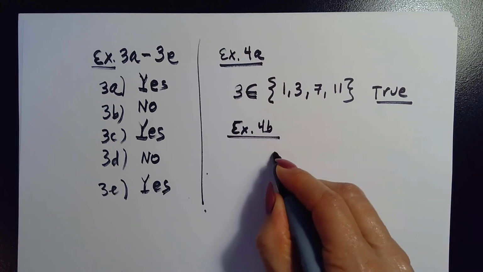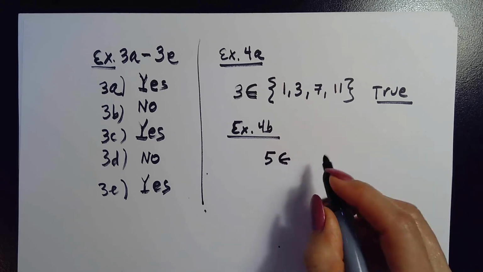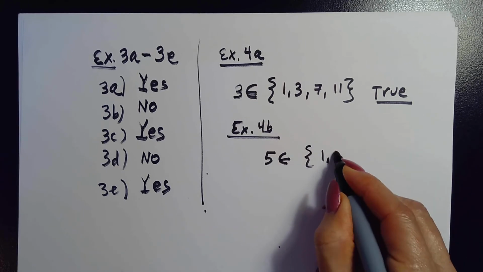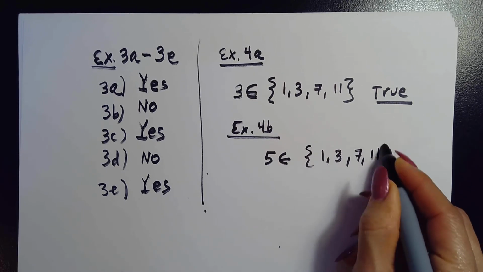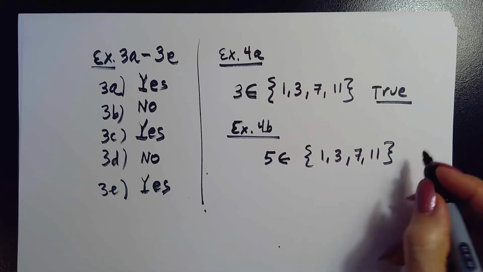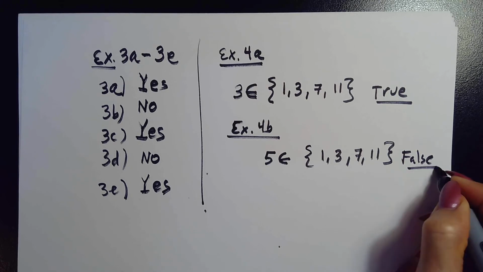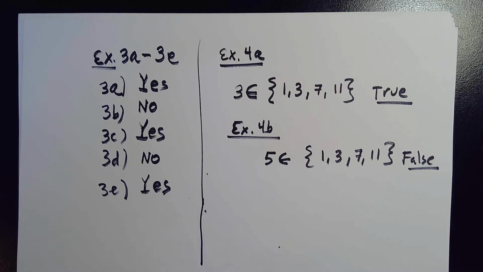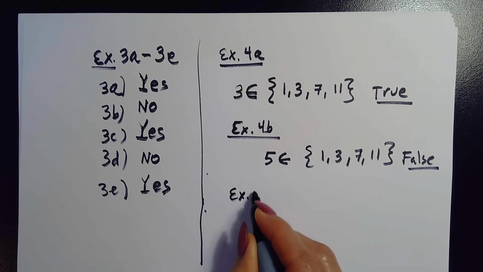4B says that 5 belongs to, and then you have the elements 1, 3, 7, and 11. This is false because 5 does not belong to the set. I don't see 5 in there, so this is false. Okay, so what about 4C? Let's take a look at 4C.